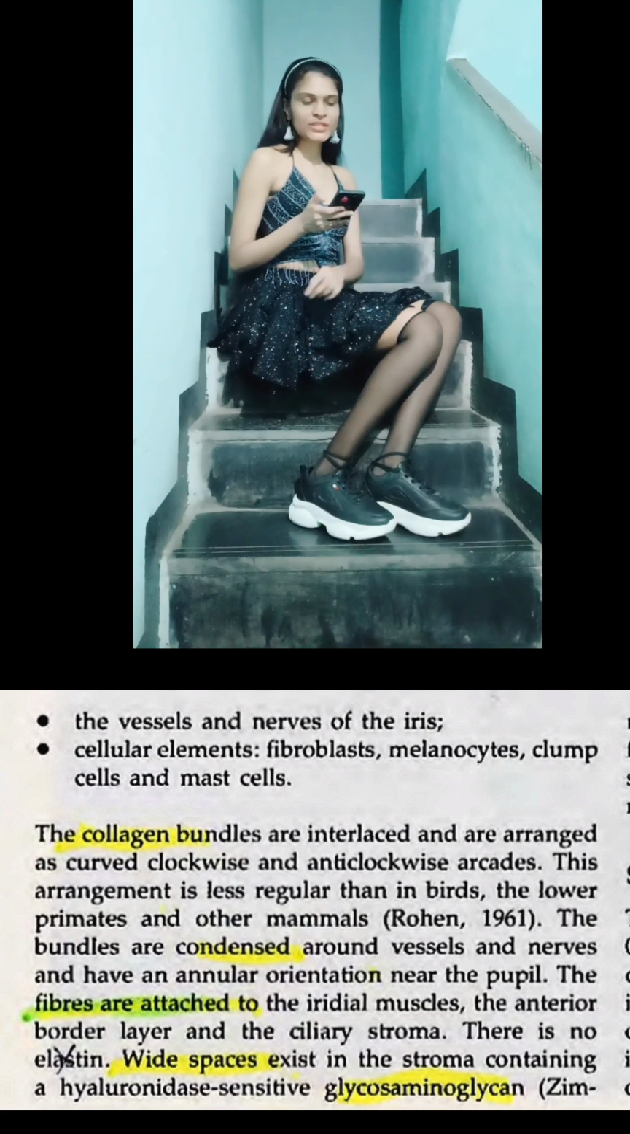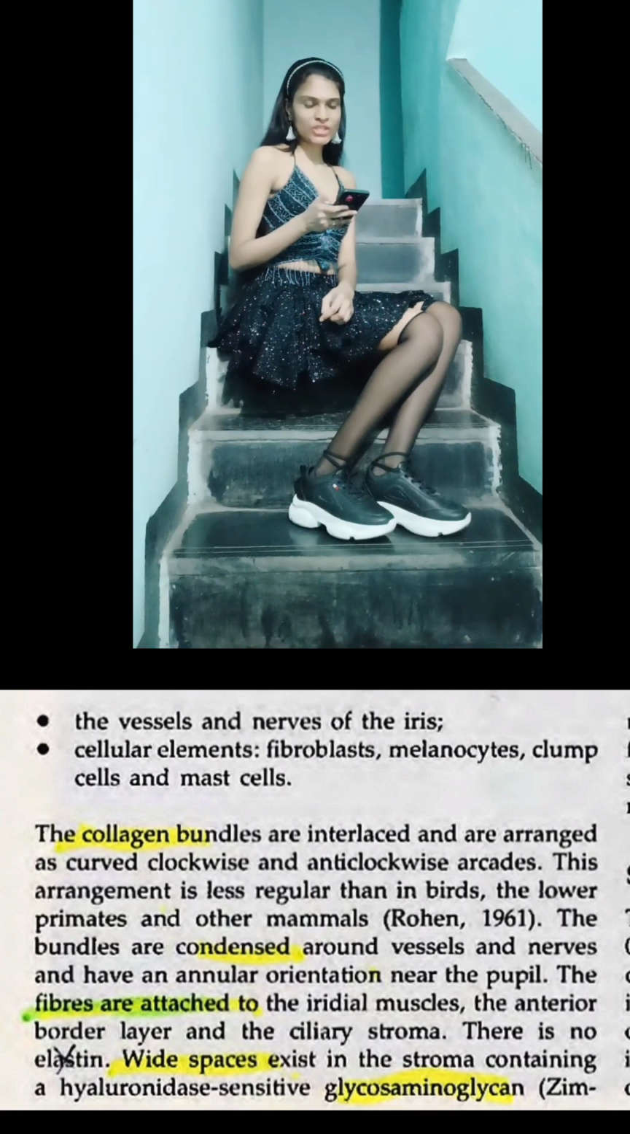The collagen bundles are interlaced and are arranged as curved clockwise and anti-clockwise arcades. This arrangement is less regular than in bats and primates, in bats, the lower primates and other mammals. The bundles are condensed around vessels and nerves and have an angular orientation near the pupil. The fibers are attached to the iridial muscle, the anterior border layer, and the ciliary stroma.